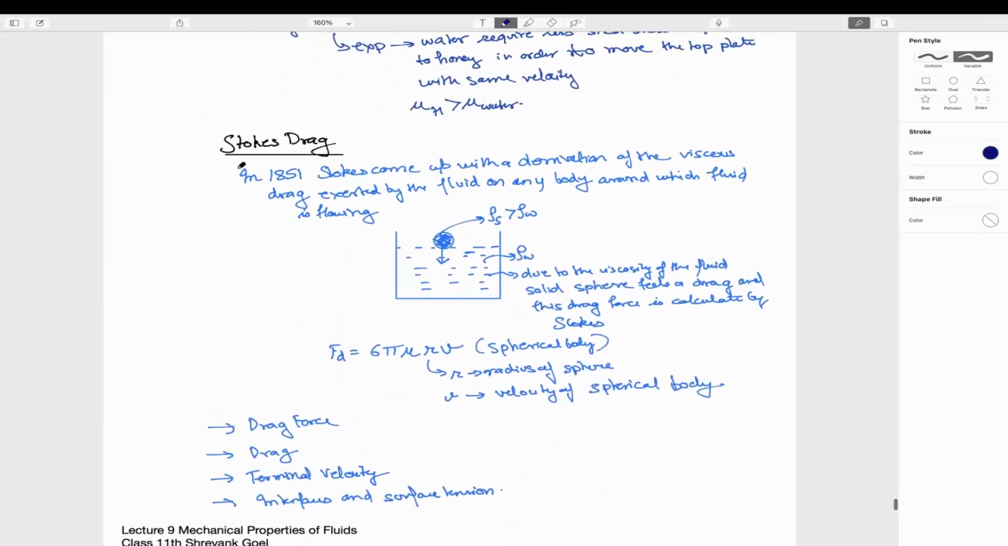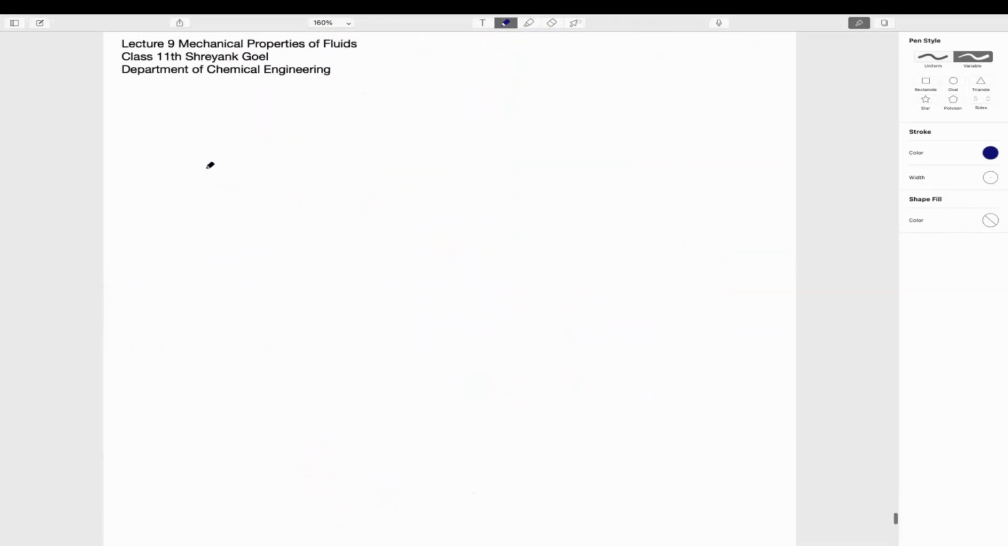So before going to the Stokes drag, let's discuss one question that is based on NCERT related to the concept of viscosity. So the question is like this. Here we have a block, and there is a tension in the string. There is a pulley. So that diagram is given in the question. And there is a fluid. In between this solid block and this surface, there is a fluid layer.